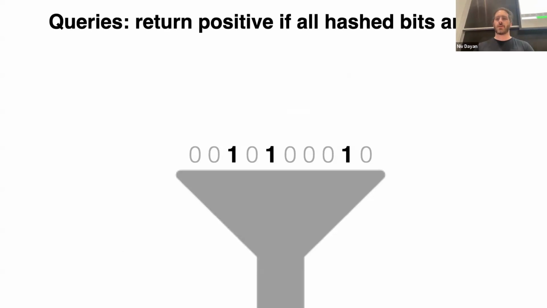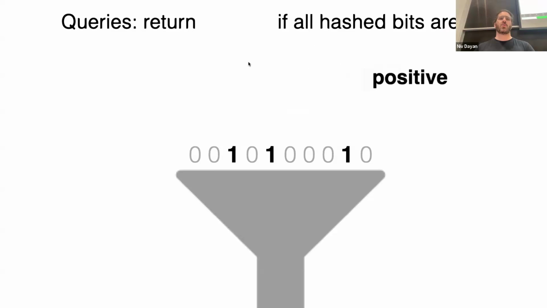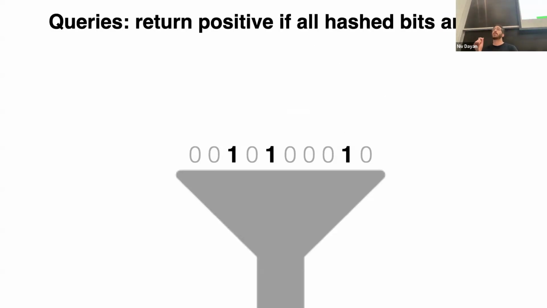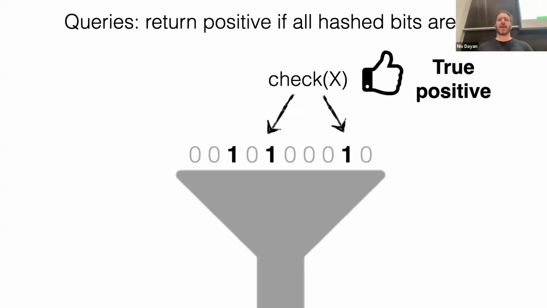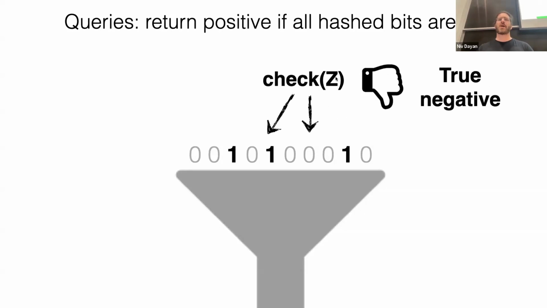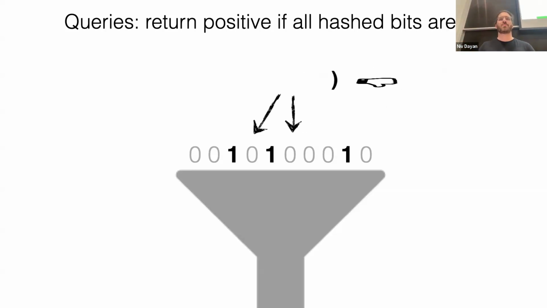To query this thing, we're again going to hash a key to the k random bits that its hashes correspond to. And if all the bits are ones, we're going to return a positive to the user. Here's an example. We're checking for x. We actually inserted it. We get a true positive. However, if we check for a key that does not actually exist, we might encounter a 0. And if we encounter a 0, then we know for sure the key had not been inserted, right? If there is at least a 0, that 0 would have been a 1 if the key had actually been inserted. So we know it's a true negative, and we can return a negative to the user.